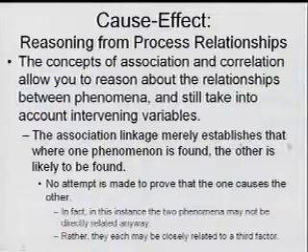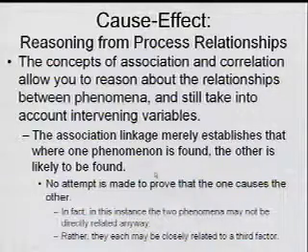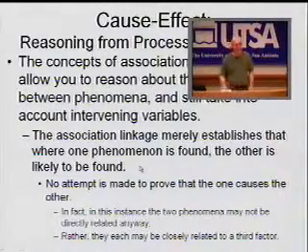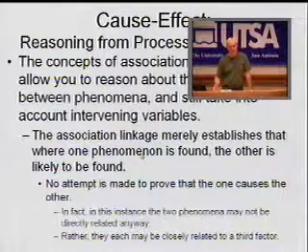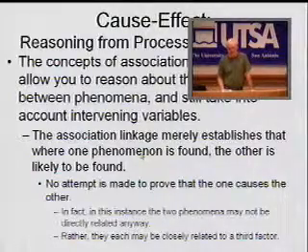So the association linkage merely establishes that where one phenomenon is found, the other is likely to be found. So passing a statistical test doesn't really mean much. And a lot of science, probably the bulk of science, is limited to this. Did you perform a statistical test? Yes, I did. It was significant at p less than 0.05. So what? What else did you do? Enlighten me, right? So a lot of science is actually weak because it stops right there at statistics, does not proceed to correlational analyses or to satisfy the criteria of establishing a causal association.